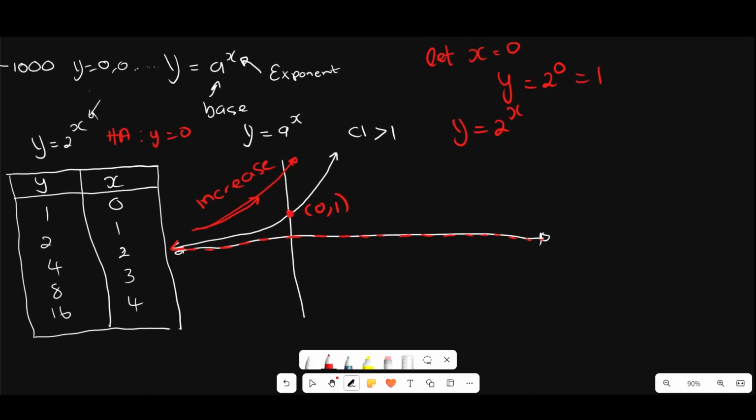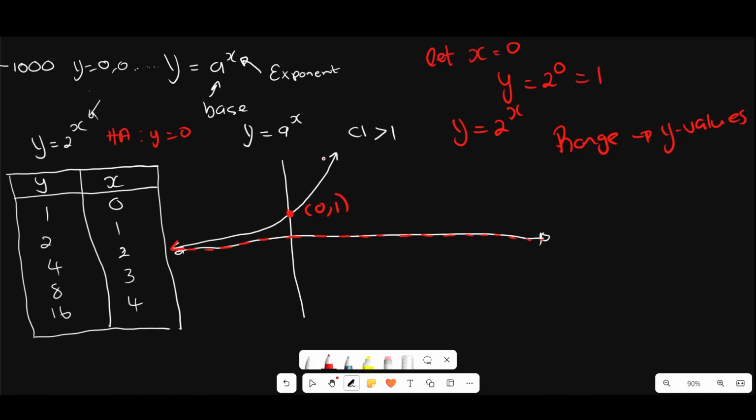And let's look at the range. Remember, we did the range in our prior videos. So what is the range in this case? When we talk about range, we're talking about y values. What we mean by y values is the y values that are on the graph, or rather the y values that satisfy this graph.